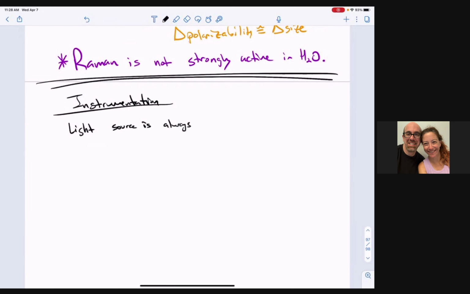I mean, it wasn't before lasers were invented and nobody used Raman because it's so weak. I only get a 10 to the minus 9 output of the photons I put in. I need to put in a lot of photons, and there's no better way to get a whole lot of light into a sample rapidly than using a laser. Okay.